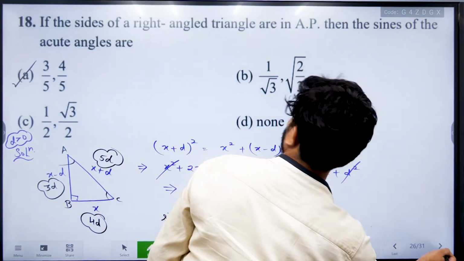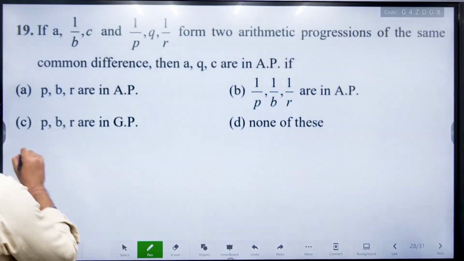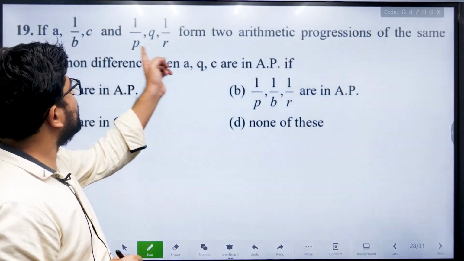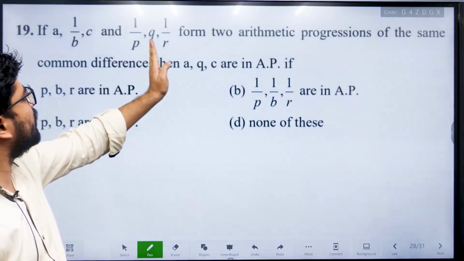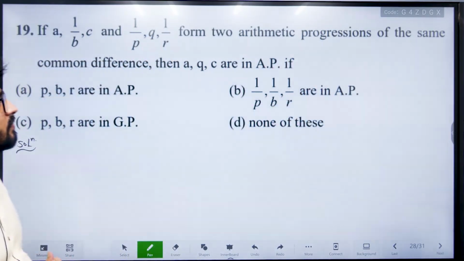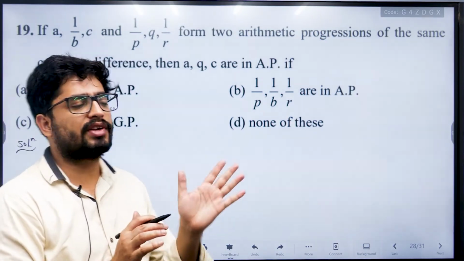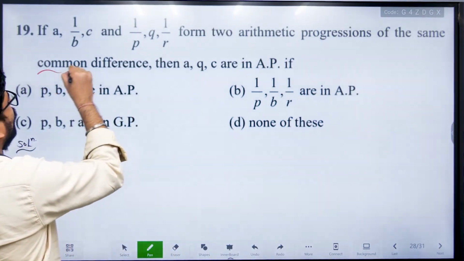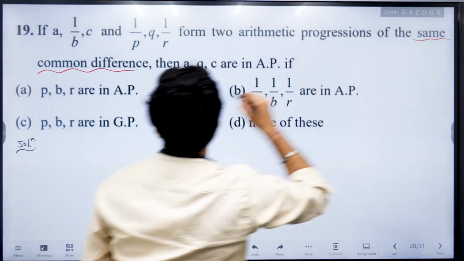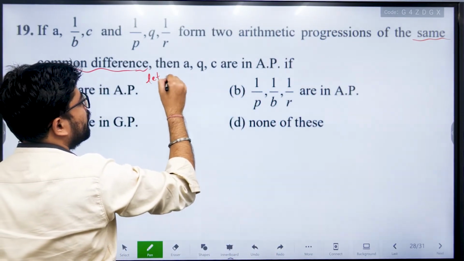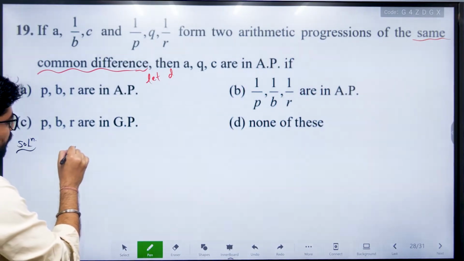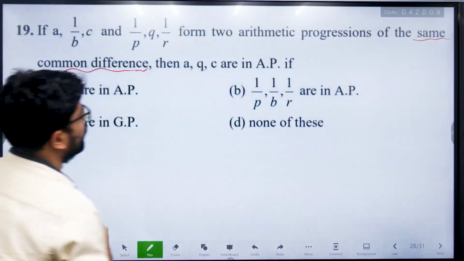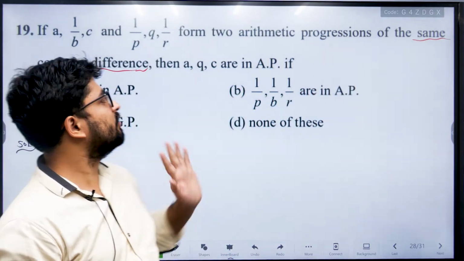Now the next question is 19th. So the solution for this: these three numbers a, 1 by b and c, and 1 by p, q and 1 by r form two arithmetic progressions of the same common difference. Let's say the common difference is d. There is no need to assume it, but we know we have the same common difference.